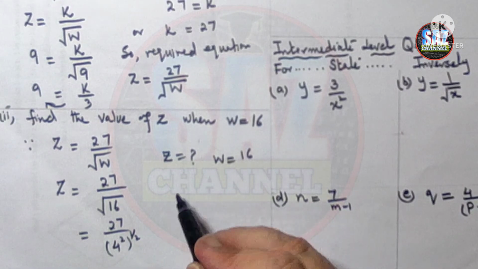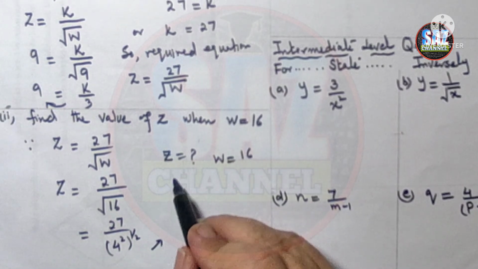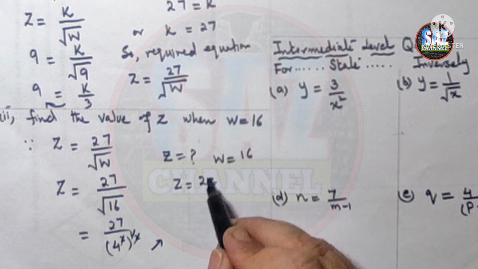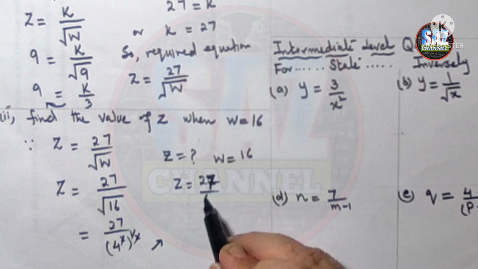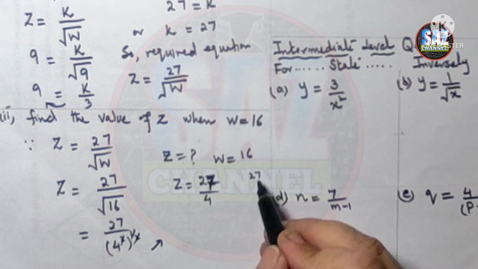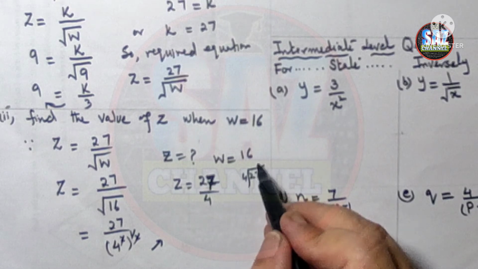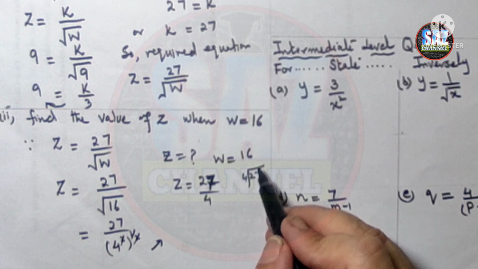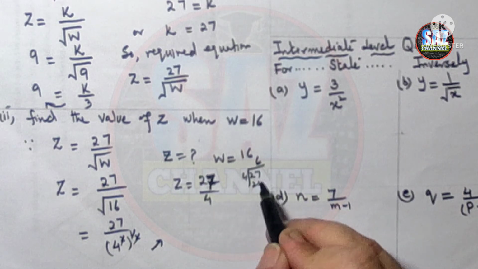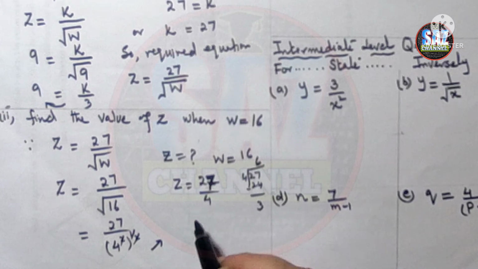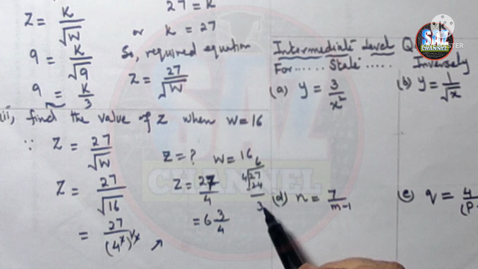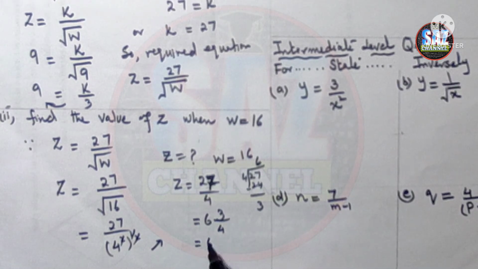Z equals 27 by 4, and here I have to divide 27 by 4. 4 how many times is 27 or closer to? 4 fives are 20, 4 sixes are 24, 27 minus 24 is 3, so 6 and 3 by 4, or 6.75. 6.75 is the value of z.